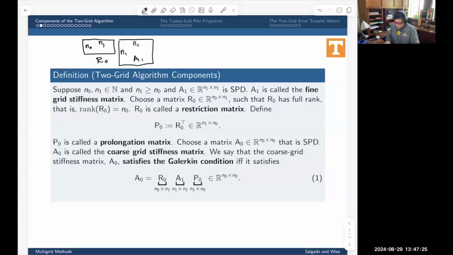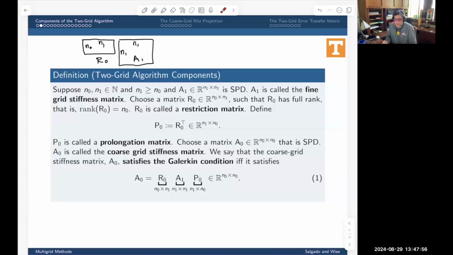All right, now I want that matrix R0 to have full rank. Okay, so what does that mean? That means its rank is equal to the lesser of those 2 numbers, which is N0. So full rank for R0 means it has rank exactly equal to N0. Now, that R matrix is what we call a restriction matrix, and we'll explain why it's called a restriction matrix in a few chapters. For now, this is just a definition.